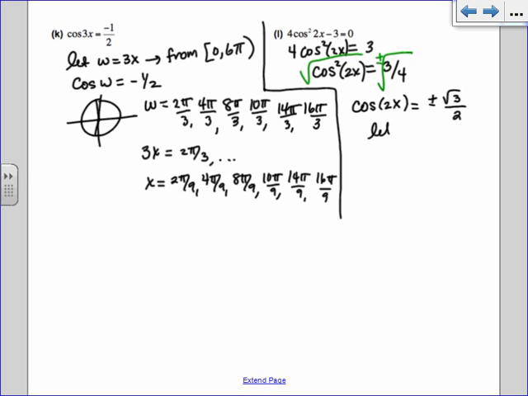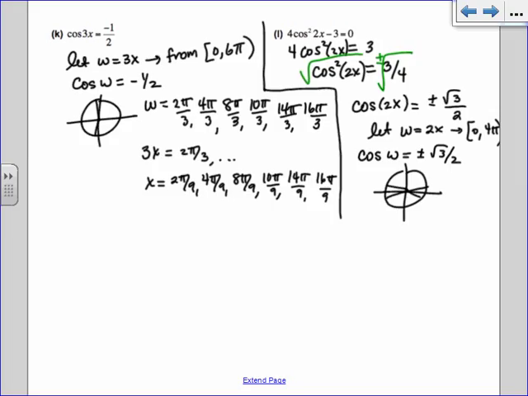So again, what you're doing is you're thinking of that 2x as w. And we're going from 0 to 4 pi. We're doubling the interval. So we're finding when cosine of w is equal to plus or minus the square root of 3 over 2. So there's 4 different locations. So the cosine is the x value on your unit circle, so we're going out really far in the x direction. All right, so we end up getting w is equal to pi over 6, 5 pi over 6, 7 pi over 6, and 11 pi over 6.